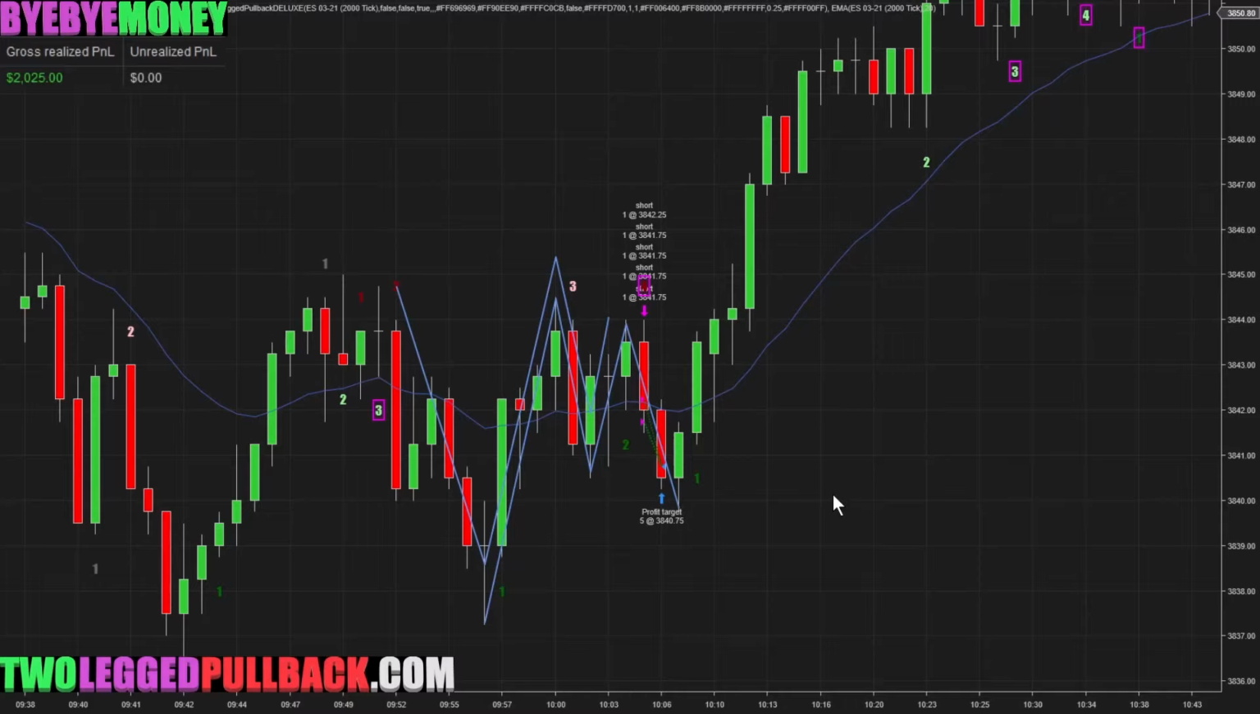We're trying to make tweaks based on principles so they might not yield the best results in any certain week, but over a long period of time, if we implemented good principles on the automated strategy, then over time these automated strategies will be profitable. And so that's the philosophy we're adopting at two-legged pullback.